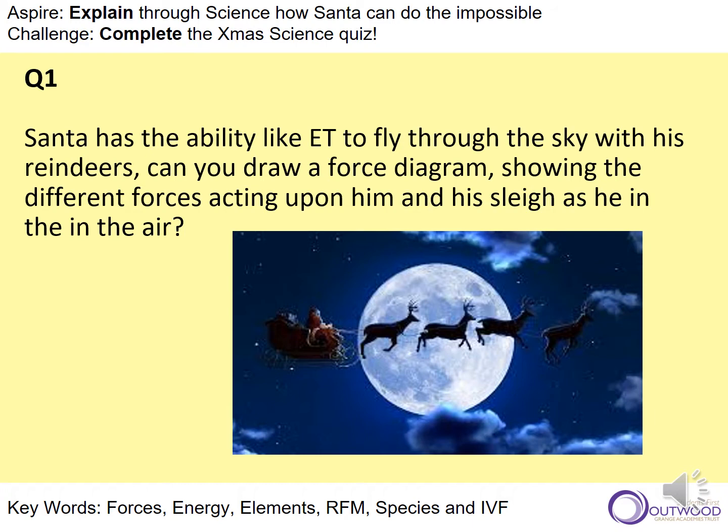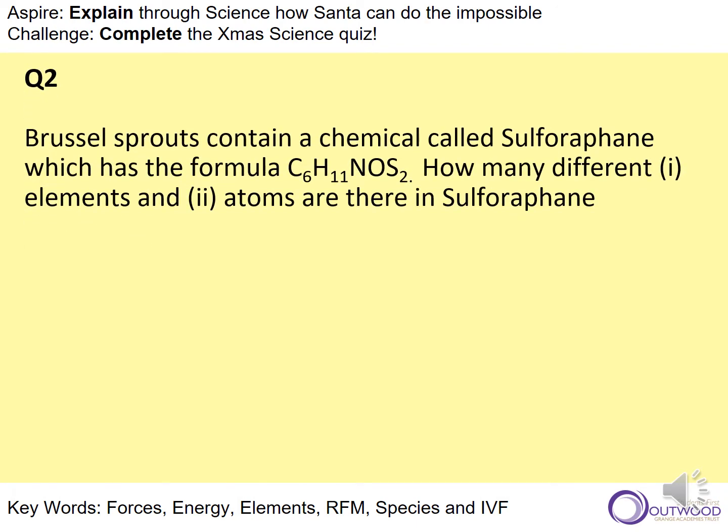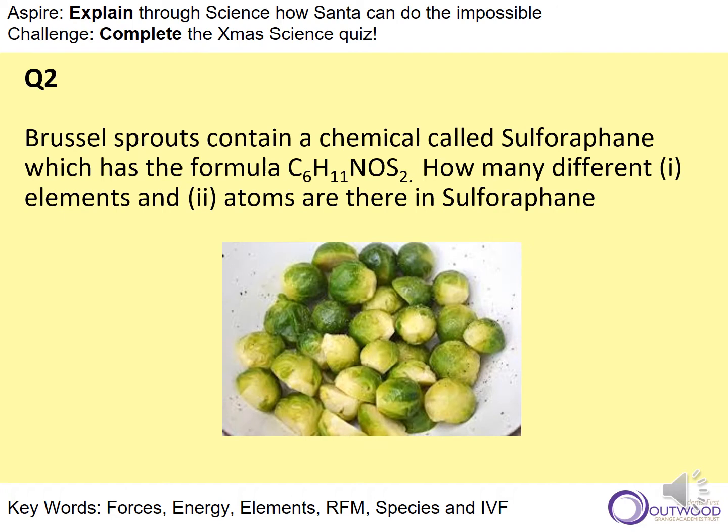So we will move to question number 2. So, Brussels sprouts, and I have to admit I'm not a fan of Brussels sprouts to be honest, contain a chemical called sulforaphane, which has the formula C6H11NOS2. So there are two parts to this question. How many elements and atoms are there in sulforaphane? Okay, so how many elements are there and how many atoms are there?